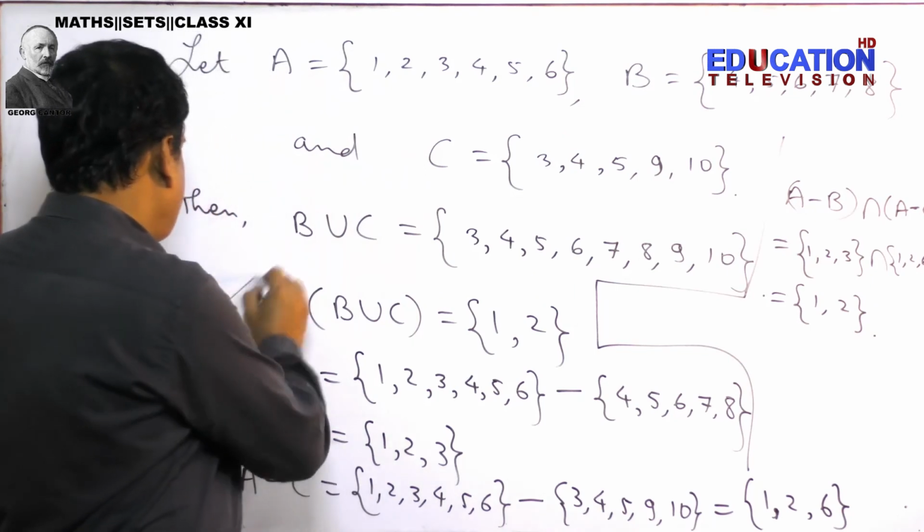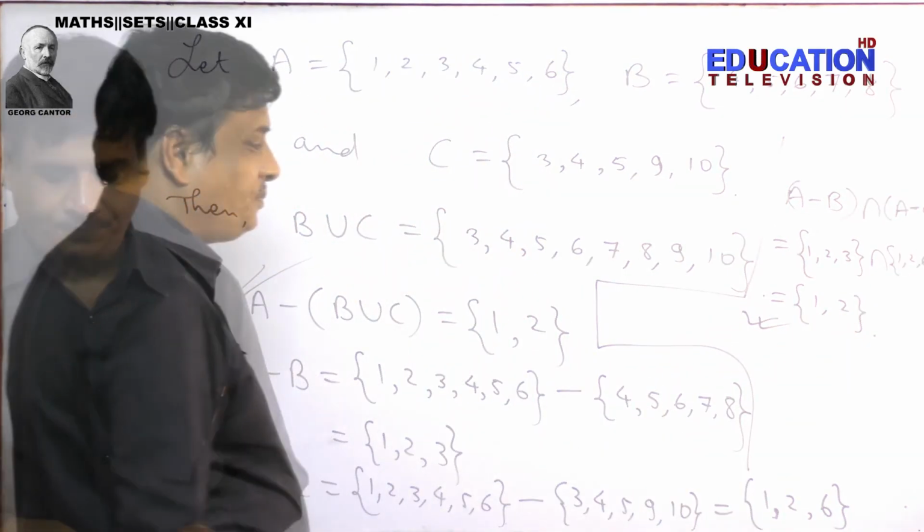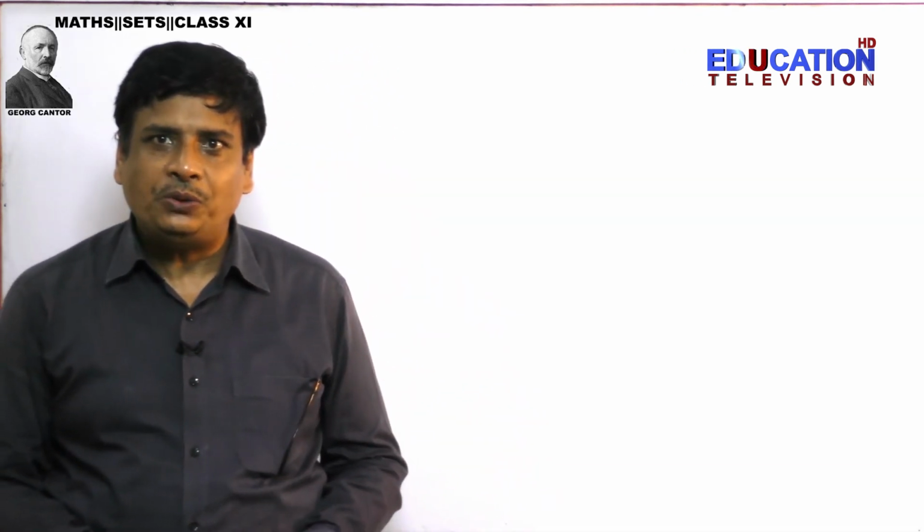So these two sets are equal. In a similar way, we can represent the example for A minus (B intersection C). It is equal to (A minus B) union (A minus C).